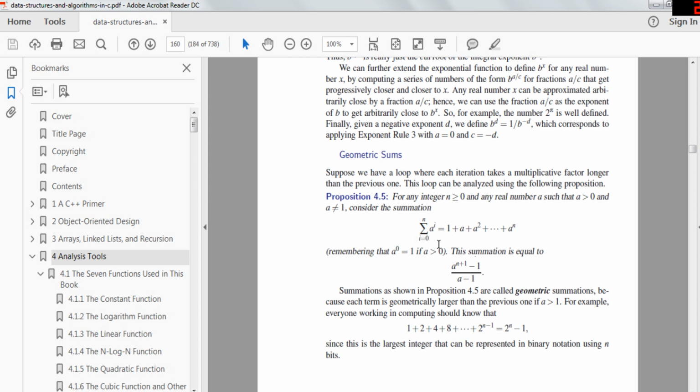Anyone working in computing should know that 1 plus 2 plus 4 plus 8 up to 2 to the n minus 1 is actually equal to 2 to the n minus 1. Since this is the largest integer that could be represented in binary notation of n bits. People working in computing probably memorize this because it represents the largest integer you could represent in binary notation using n bits. I don't know why anyone would memorize this, but that's good information to know.